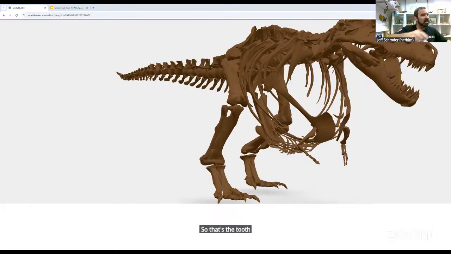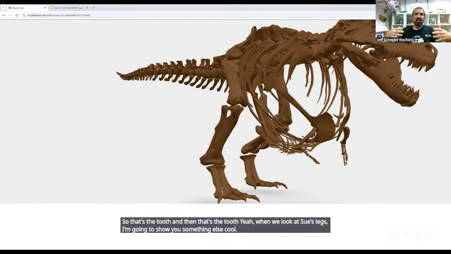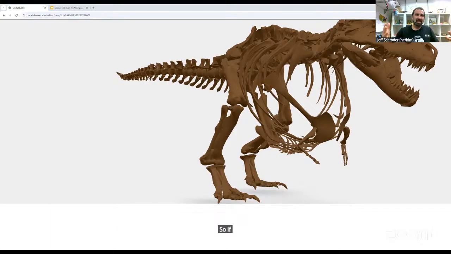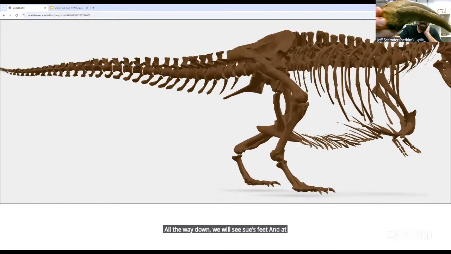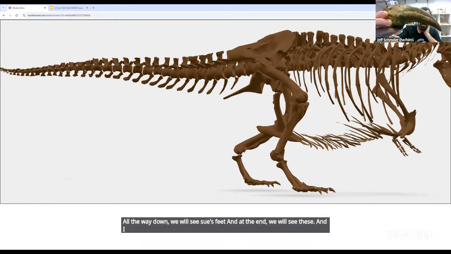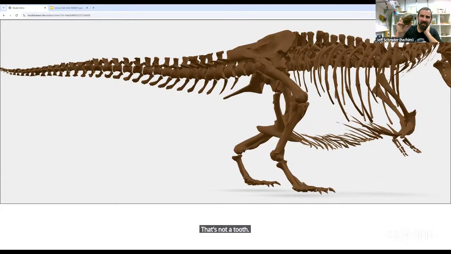And then, when we look at Sue's legs, I'm going to show you something else cool. So if we look at Sue's legs, they are super long compared to the body to hold up that 9-ton frame. And if we follow Sue's legs all the way down, we will see Sue's feet. And at the end, we will see these. And I'll move that closer again for you guys. That's not a tooth. That is one toenail, just the nail.